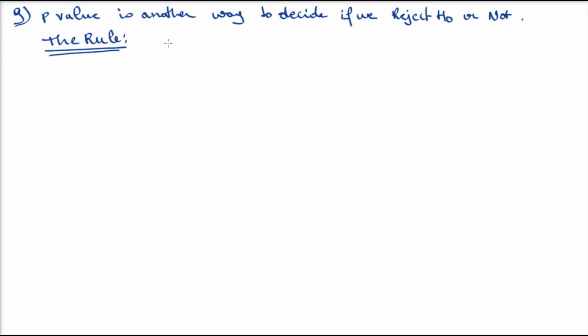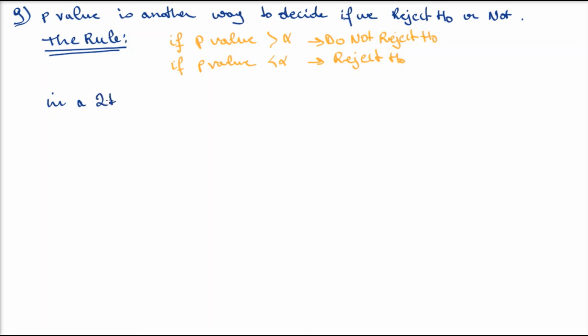Question G. P-value is another way to decide whether to reject H0 or not. The general rule is the following. When p-value is higher than alpha, we do not reject H0. When p-value is less than alpha, we reject H0. When in a Z distribution and facing a two-tailed test, p-value is equal to 2 times 0.5 minus the probability of occurrence of Z calculated.